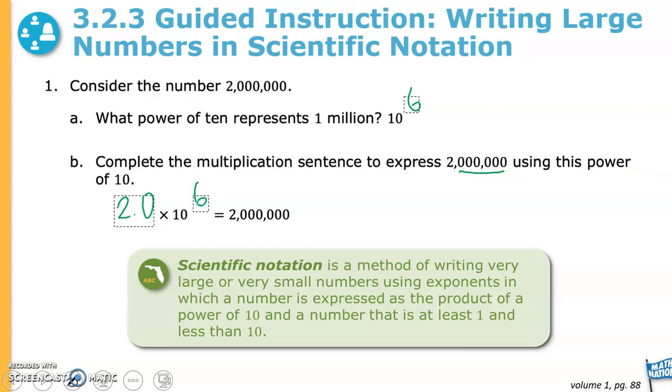Scientific notation is a method of writing very large or very small numbers using exponents, in which a number is expressed as the product of a power of 10 and a number that is at least 1 and less than 10. So that number out front, that decimal like here, is going to be larger than 1 but smaller than 10. 2.0, 5.4, 6.11, 7.551. A number bigger than 1 but smaller than 10.